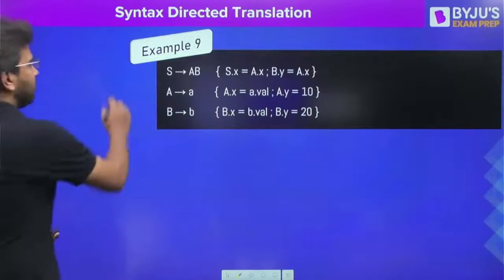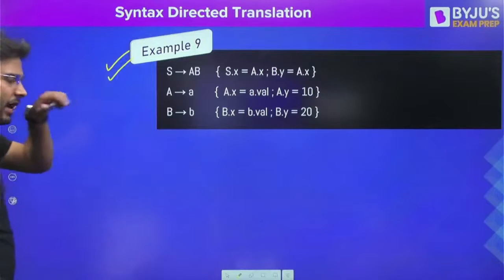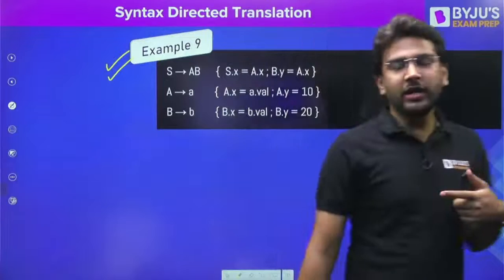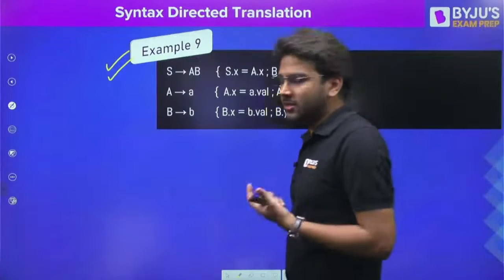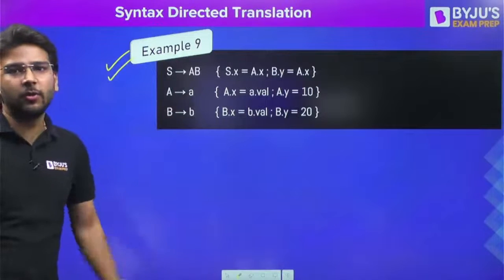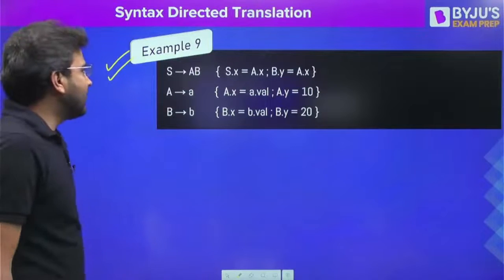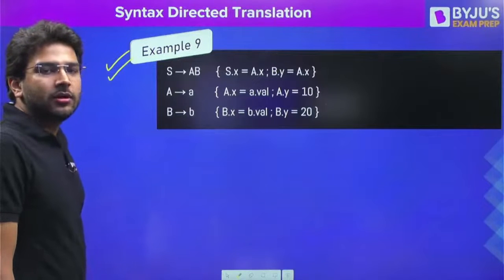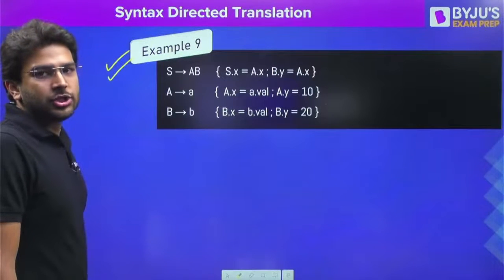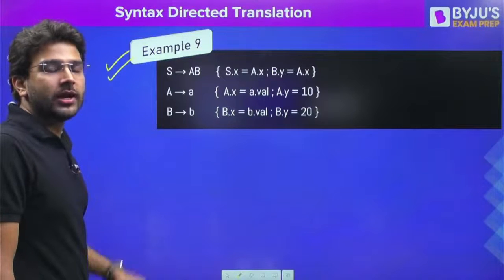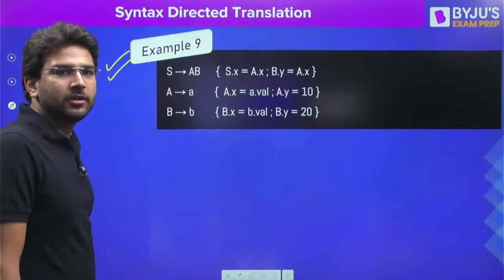Fine. Let's talk about this one. Last example. Now here you have two attributes. One is x and other one is y. So you need to find out x is inherited or synthesized, y is inherited or synthesized. Carefully say this and let me know. This is the last example. After that we are going to proceed to the next concept, which is the definitions. SDT definitions. That is the most important concept of SDT.